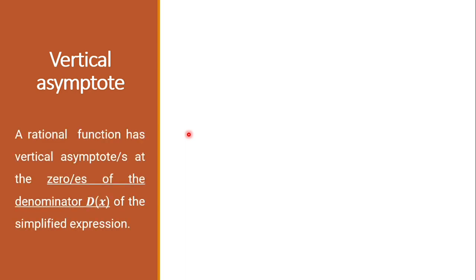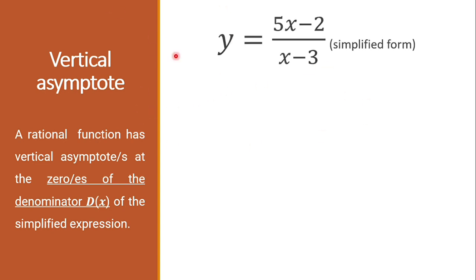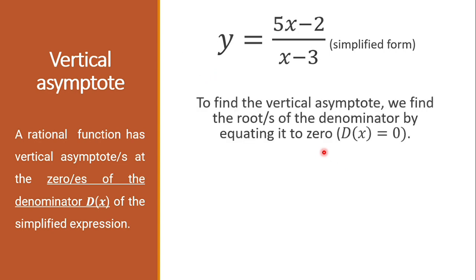So first, we will calculate the vertical asymptote of your rational function. A rational function has a vertical asymptote at the zeros of the denominator d of x of your simplified rational expression. From our given example, we now have the simplified form of the rational function, y equals 5x minus 2 all over x minus 3. Now, to find the vertical asymptote, we need to find the roots or the zeros of your denominator by equating your denominator d of x equal to 0. So now we have x minus 3 as your d of x, and then we equate that to 0.